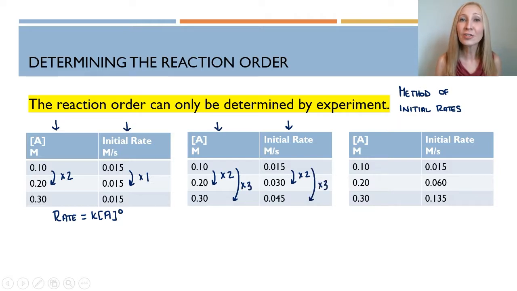So this is a first order reaction, and the rate law would be written as rate equals K, or that constant, times the concentration to the power of 1. So that's how we would write that rate law. Now let's take a look at the last example.